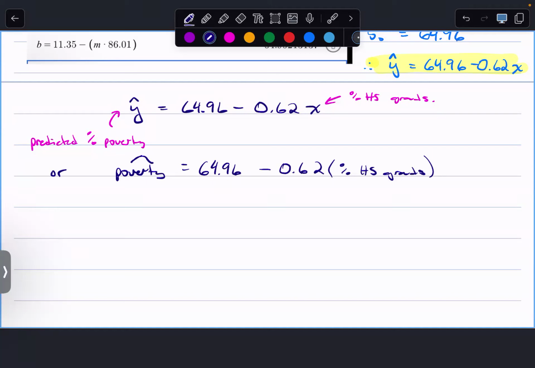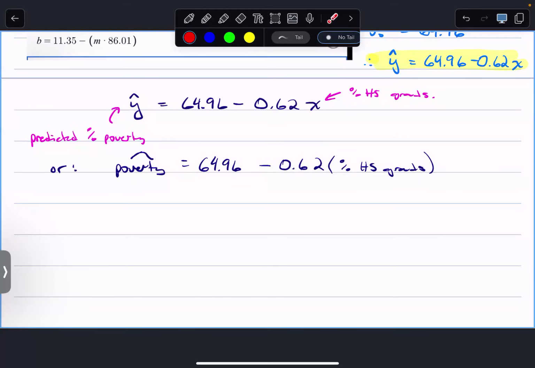However you want to write the equation is fine by me. I just find that this way might make it a little bit more helpful in terms of interpreting the slope and the intercept, which is something that we're going to talk about next, or also predicting the percent in poverty. Okay, and so we've got the slope, we've got the intercept. Those are each questions on the final exam, I guarantee it.